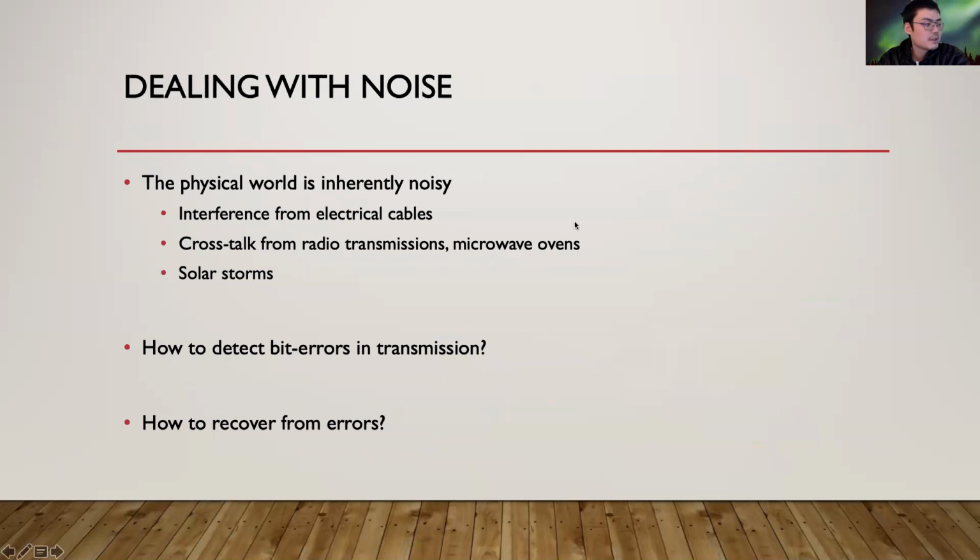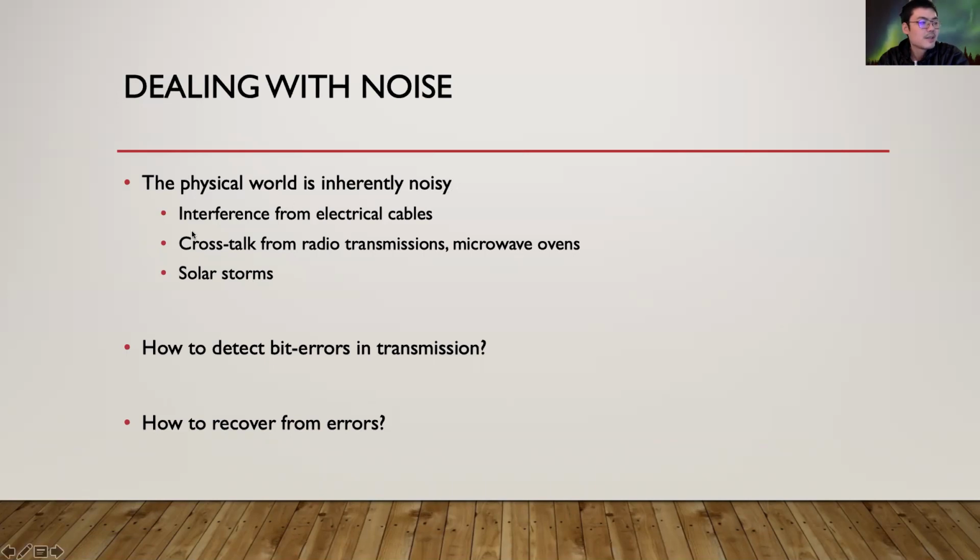The next one is noise. How can we deal with noise? Why do we care about this? If you send 1, why would the other side receive 0, or you send 0 and the other side receives 1? That's quite confusing initially. This is because the physical world is inherently noisy.